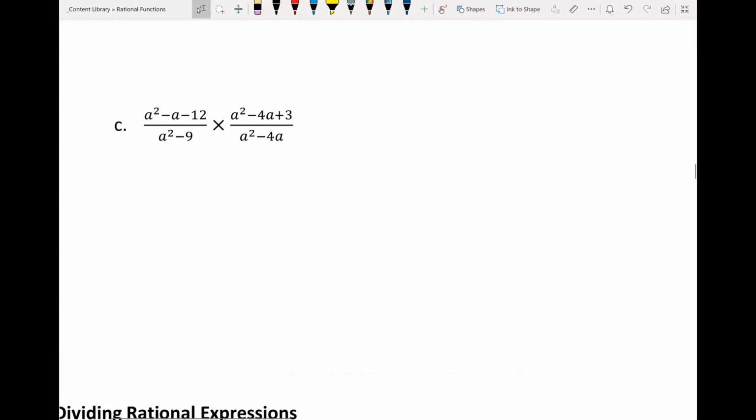For C, before I state the NPVs, I'm going to factor our numerator and our denominator for both our rationals. So in the first fraction, or the first rational in the numerator, we can factor this as a minus 4 and a plus 3, because 4 and 3 is a factor of 12, and -4 plus 3 gives us -1. Then in our denominator, I'm going to use our difference of squares to factor this, because -9 can be achieved by a plus 3 and a minus 3, since the square root of 9 is 3.